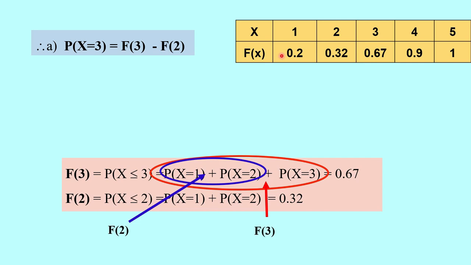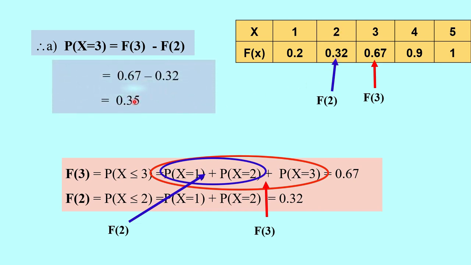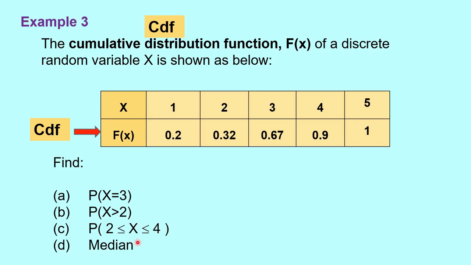Now, how to read the table? You can read the table directly here. F3 is given as 0.67. F2 is given as 0.32. So you minus, and you will get 0.35 for the answer.